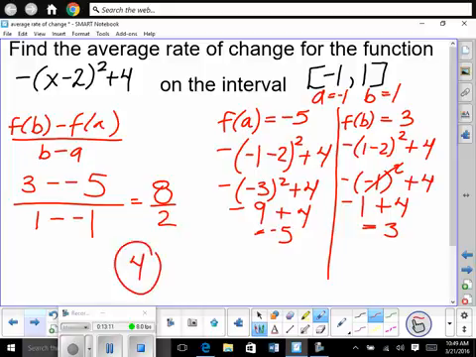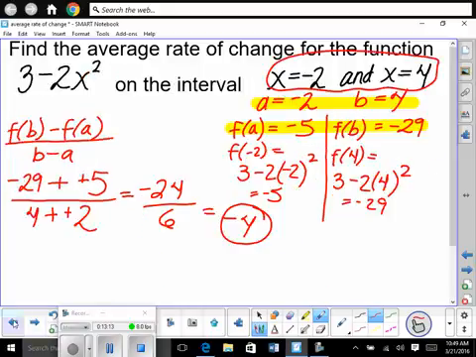So which average rate of change is greater, 4 or -4? They're the same, right? Even though the one's changing by -4, it's still changing by 4, because of the context of the problem. Do you understand that, everybody?